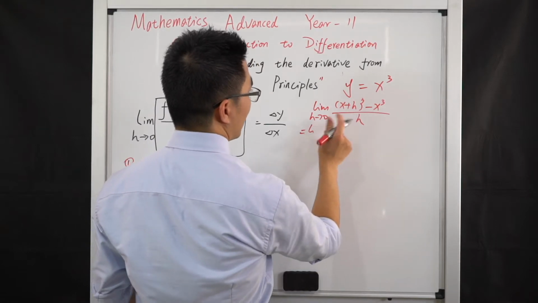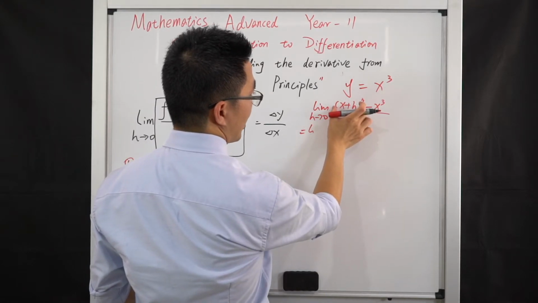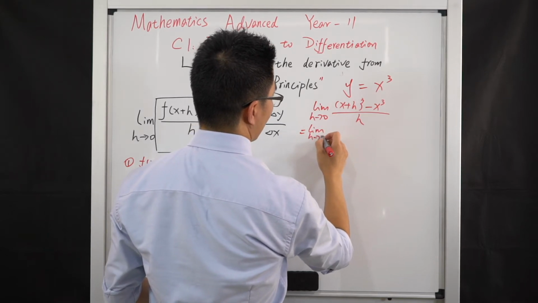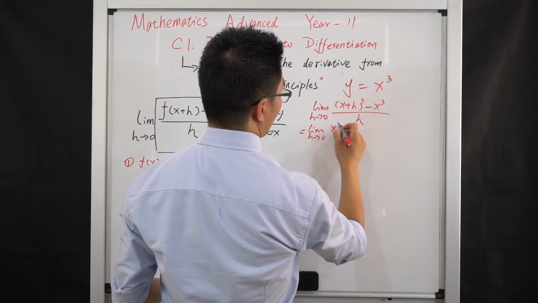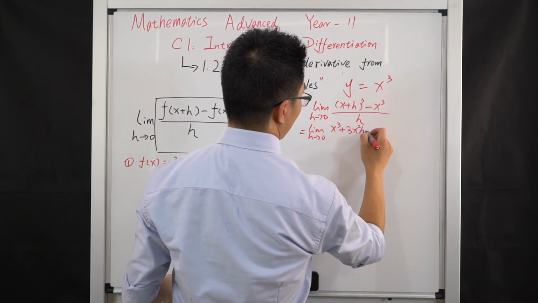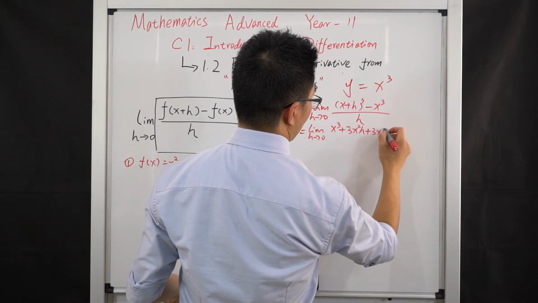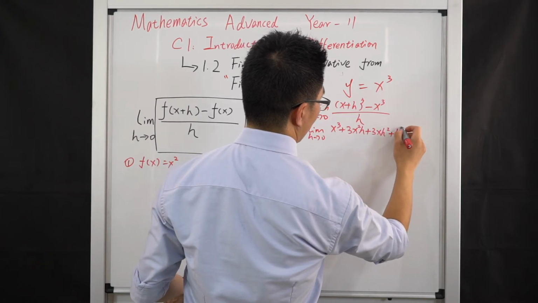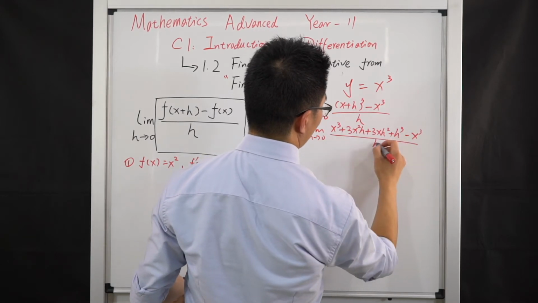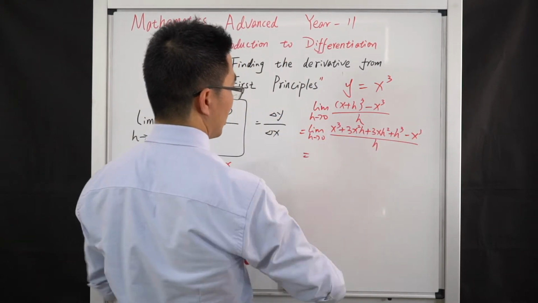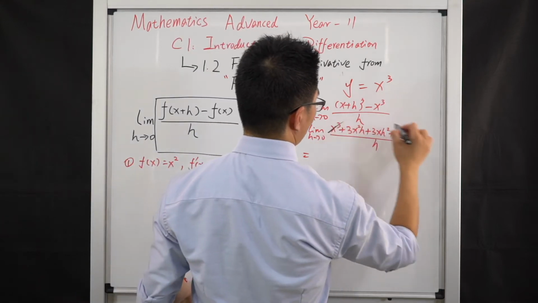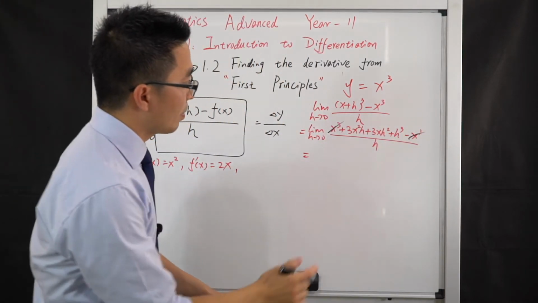The next step is to expand (x plus h) to the power of 3, which will be x cubed plus 3x squared h plus 3x h squared plus h cubed, and then minus x cubed, divided by h. The x cubed minus x cubed here we can cross out.